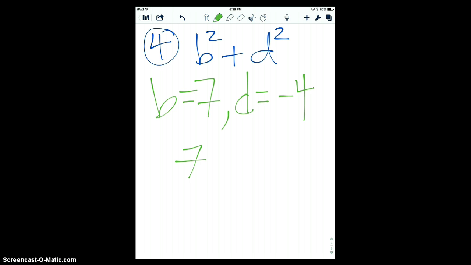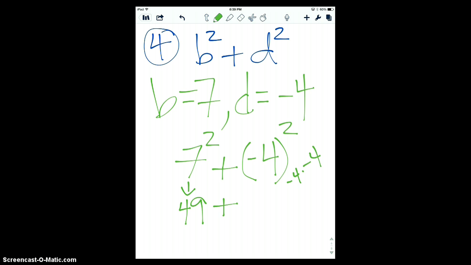So we take out the B value, we put in the 7. I did not apply parentheses because I don't have a negative. Plus my D value of -4. Now I do have a negative, so I'm going to apply parentheses to the second power. So now by order of ops, I'm not starting with addition. I am going to start with the exponents. So I have 7 squared, which is 49, plus -4 squared, which means -4 times -4, which would be a positive, since the signs agree, 16.